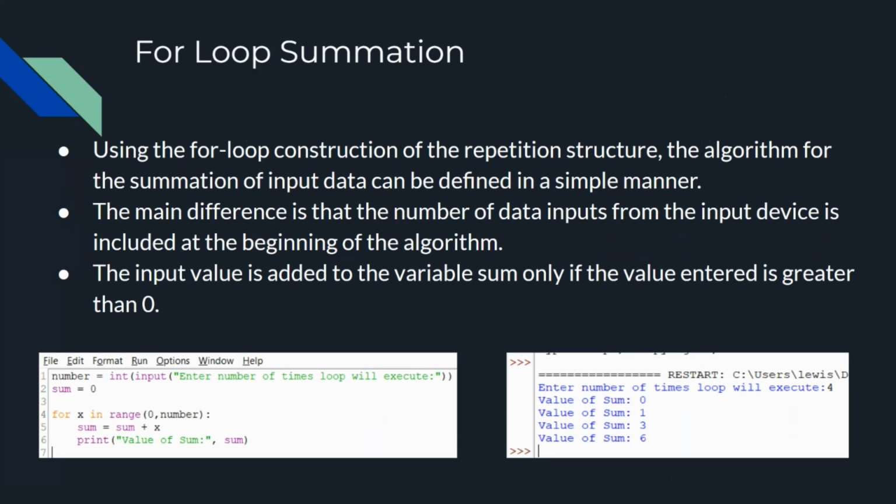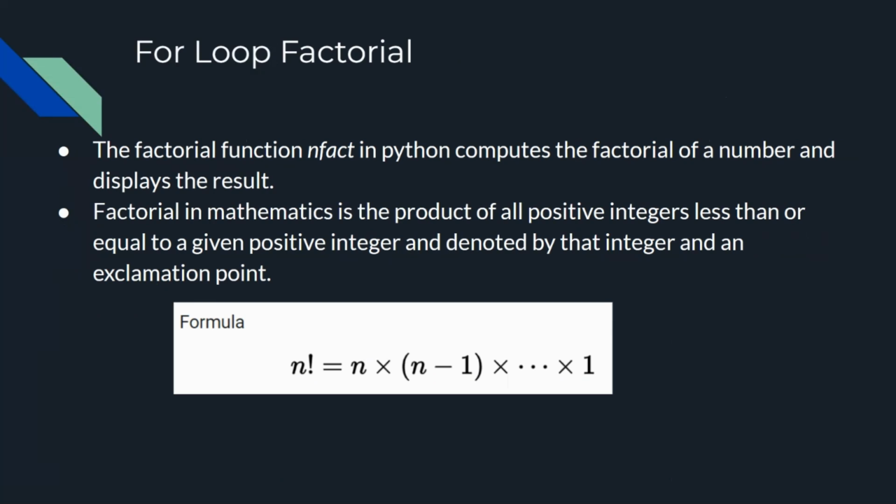Using the for loop construct of the repetition structure, the algorithm for the summation of input data can be defined in a relatively straightforward manner. The number of data inputs from the input device is included at the beginning of the algorithm. The input value is added to the variable sum only if the value entered is greater than 0.